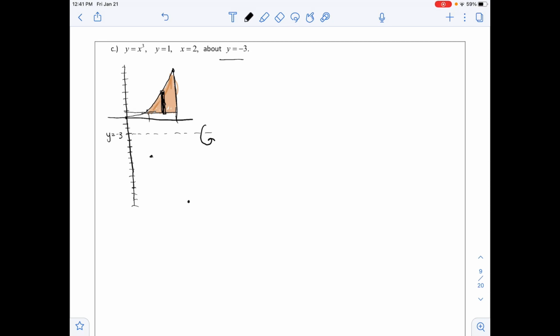And again, sketching it the best that you can. Go ahead and draw my region here. And so as I rotate this around the line y equals -3, we have almost like a horn looking idea. And that rectangle is also going to rotate. So as this rotates around, you're going to have an inner circle and an outer circle. So we're definitely dealing with a washer here.